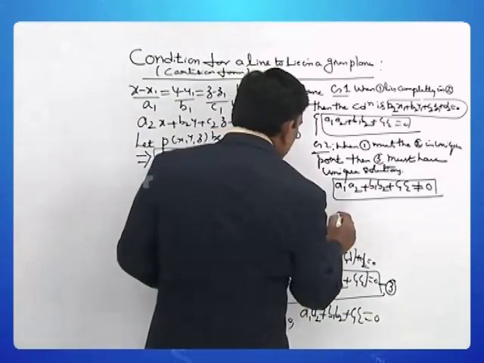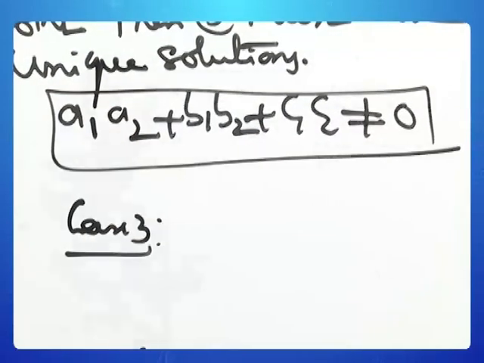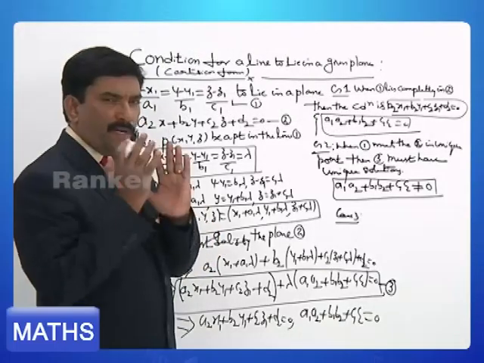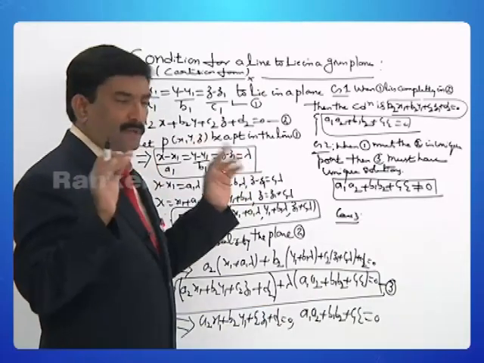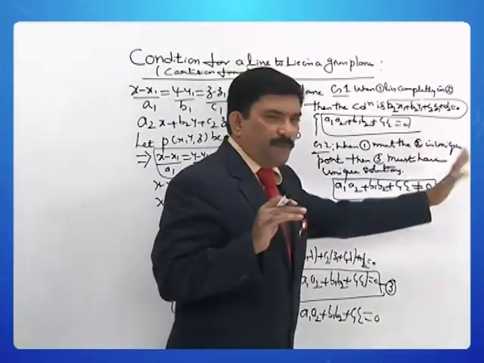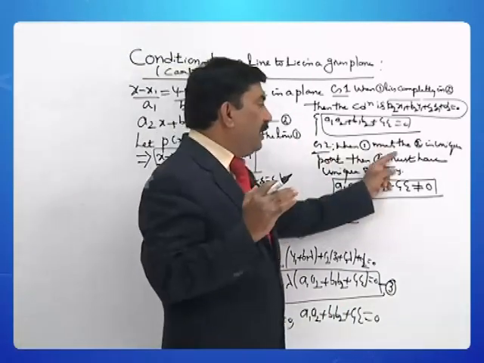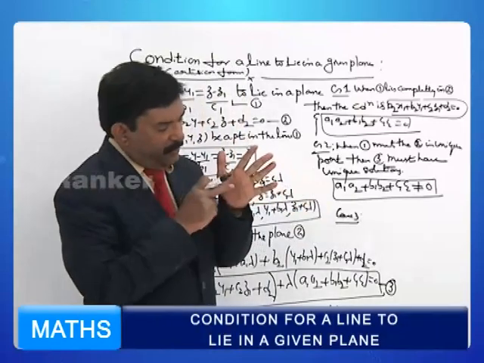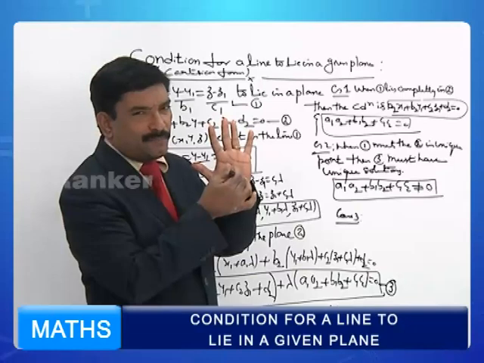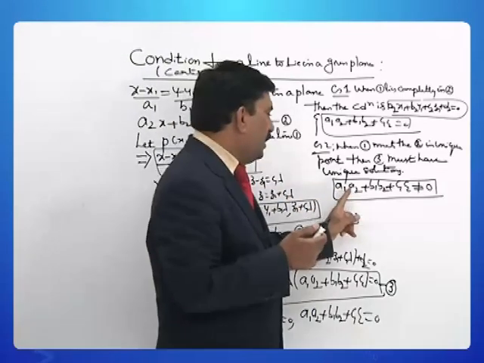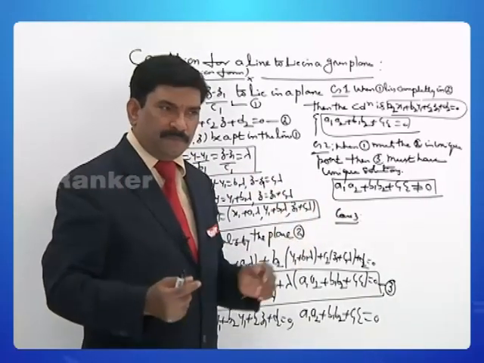Then for case 3, what is case 3? We discussed in case 1, when line 1 lies completely in plane 2, it must be an identity, both must be equal. Why? Every point on the line must satisfy the plane. When line 1 meets plane 2 in a unique point, only one point, this is a plane, a line meets at only one point. Unique solution. Therefore, a1a2 plus b1b2 plus c1c2 not equal to 0.